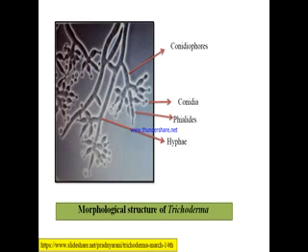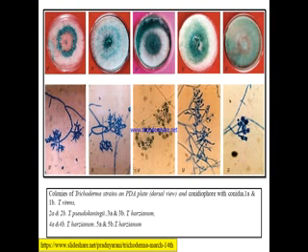As you can see here, these are conidiophores on which conidia are borne, and phialides, also the hyphae. These are all the different colonies of different Trichoderma species on PDA plate, dorsal view from the upper side. From the right side, 1A and 1B, as you can see here.